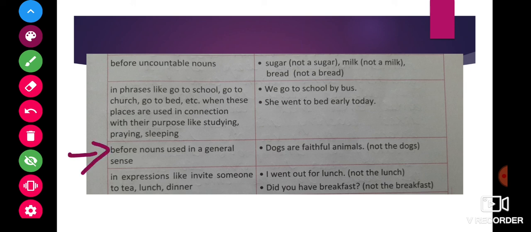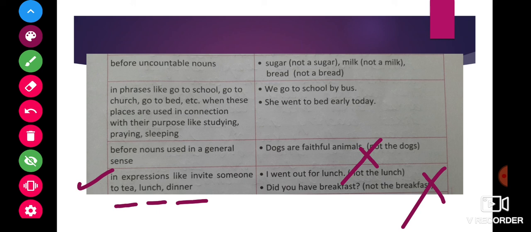Before nouns used in a general sense. That means dogs are faithful animals. Here we don't write the dogs because here dogs is used in a general sense for all the dogs. In expressions like invite someone to tea, lunch, dinner, etc., we do not say the lunch, the breakfast, or a lunch or breakfast. That is wrong.